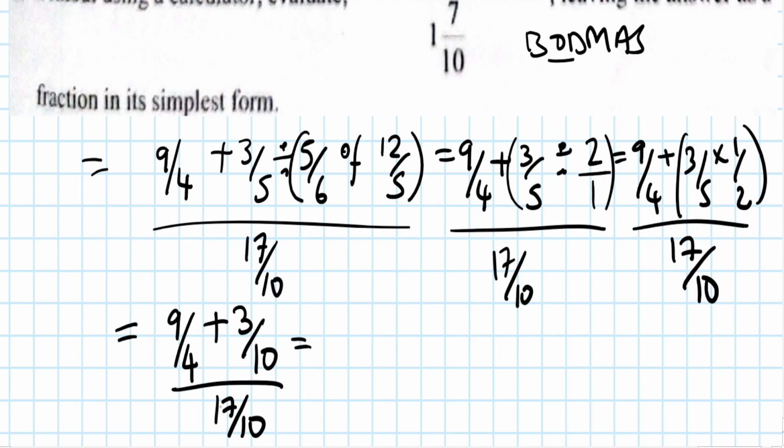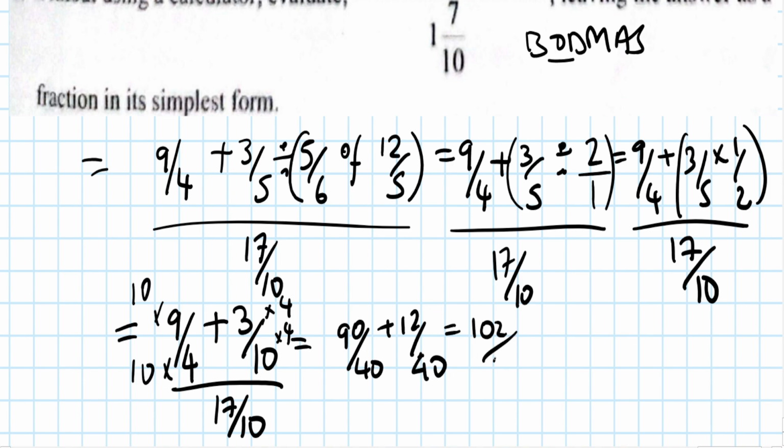Now let's add this up. And how do you add this up? Obviously, we can multiply by 10, multiply by 10, multiply by 4, multiply by 4. We're going to get 90 over 40 plus 12, 3 times 4 is 12, over 40. If you add this up, it's going to give you 102 over 40. So that's the numerator side. Divide by 17 over 10.